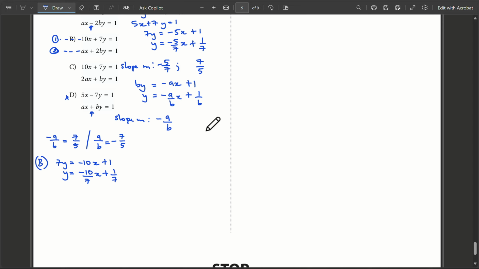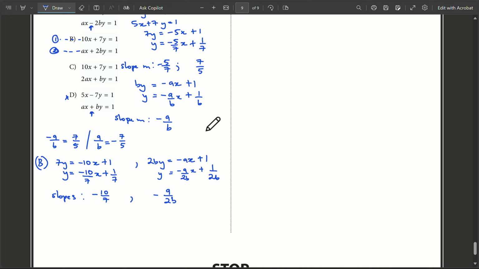And then for equation number 2, we remain with 2by = -ax + 1. For us to get our y, we divide by 2b. So we have -a/(2b) x + 1/(2b). So we have our slopes here. For this equation, we have -10/7. And then the slope for this equation, we have -a/(2b).